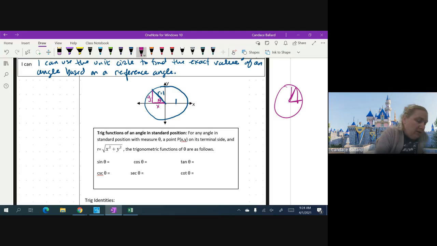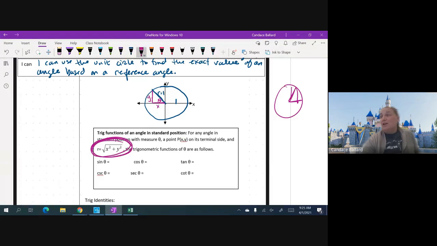So for any angle in standard position with measure theta and point P(x, y) on its terminal side, basically they're talking about the radius right here. What does that little formula right there remind you of? Does that remind you of any formula that we've had before? Does anybody have any guesses? What does it kind of look like? I'll give you a hint.